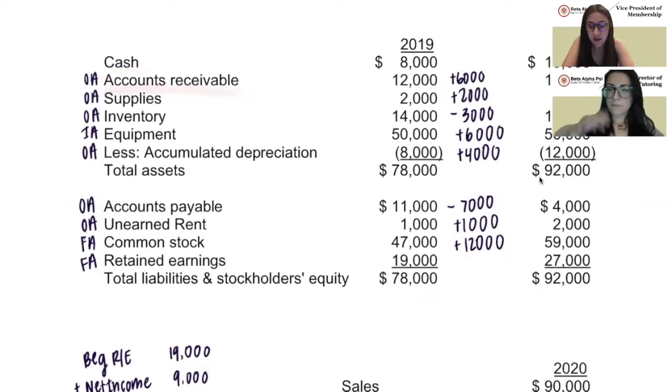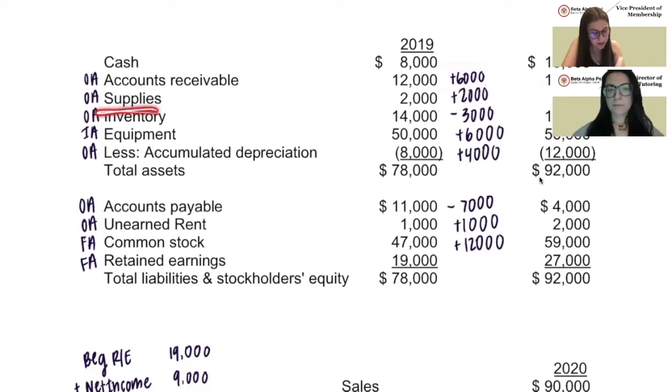Accounts receivable has to do with our operating activities. All the sales that we make on credit is our accounts receivable, and that has to do with our operations. It was 12,000 at the beginning of the year and 18,000 at the end of the year, which means it increased by $6,000 during the year.